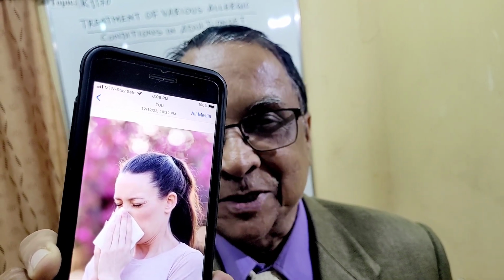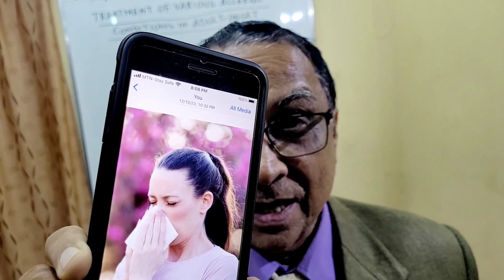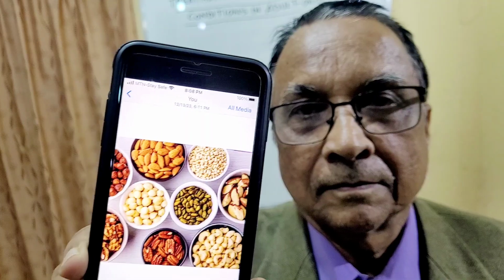The other condition you might have seen here is one female putting a handkerchief on her nose. It is because of the running nose and sneezing, and this is a very common type of allergic condition in adults. The best remedy for this, which I am going to discuss, is saline water irrigation, nose irrigation, and going for some very specific nasal drop. It's very, very important to treat such a condition.